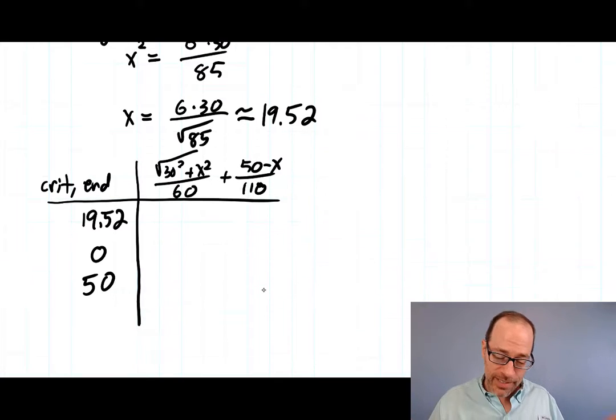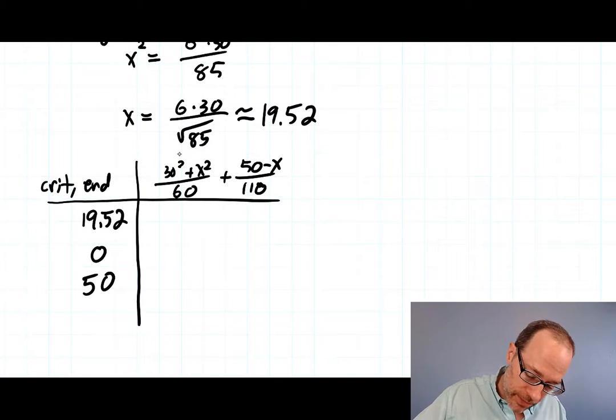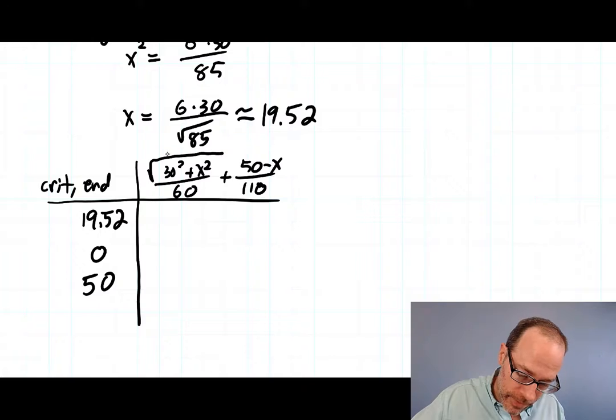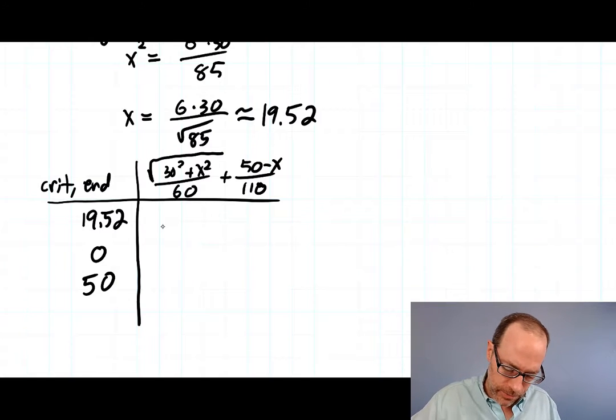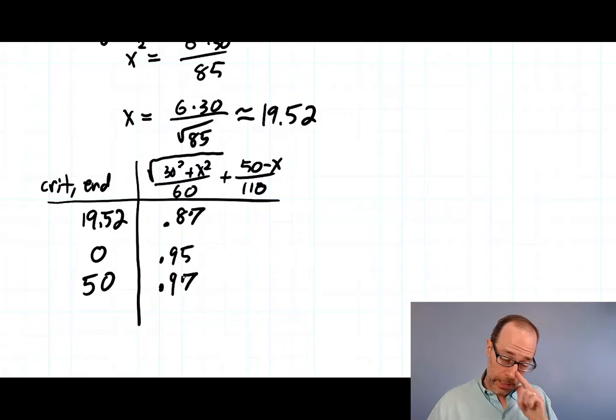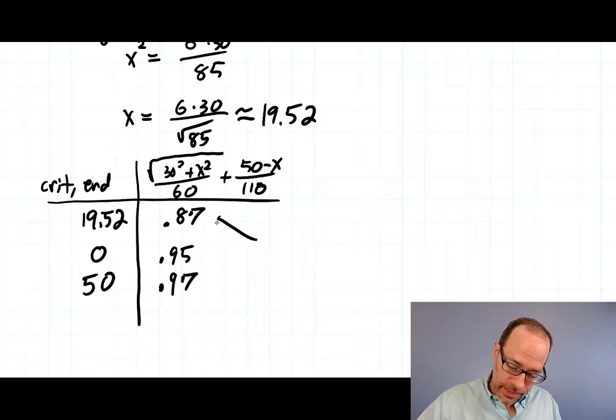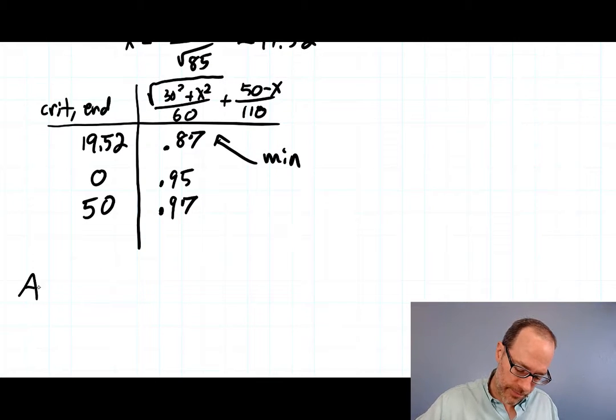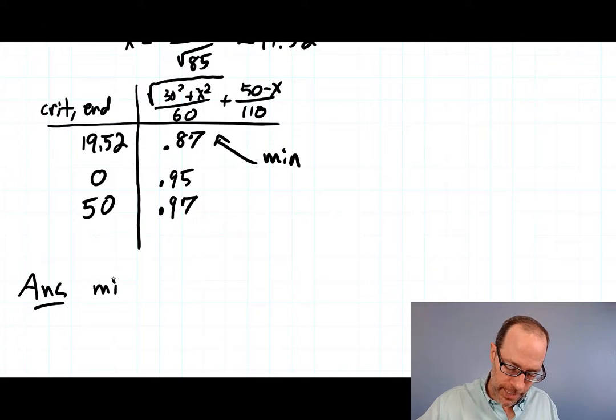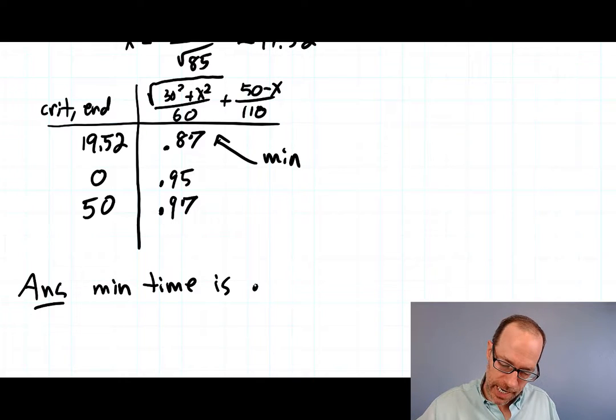All right, so these are pretty ugly numbers. I would put them on your calculator, and that's what I did. And the answers I got were 0.87 here, 0.95 here, and 0.97 here. All right, this is the minimum. So the answer will be the minimum time is, if you check the units, it's hours, 0.87 hours.